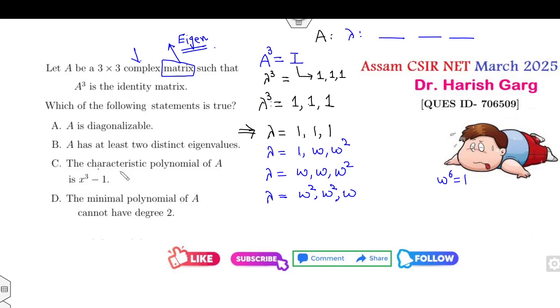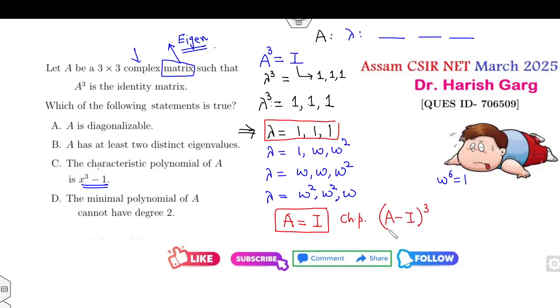सबसे पहले देखते हैं कैरेक्टरिस्टिक्स पॉलिनोमियल ऑफ द A इज x क्यूब माइनस 1 होगा कि नहीं. बिल्कुल भी नहीं होगा. अगर आपने लैम्डा सारी वैल्यूज 1 ले ली दैट मीन्स आपकी A आपकी आइडेंटिटी मैट्रिक्स होगी. तो इसकी कैरेक्टरिस्टिक्स पॉलिनोमियल क्या होती है A माइनस लैम्डा I, that is a characteristic polynomial, but he said characteristic polynomial is x cube minus 1. That is a wrong statement.